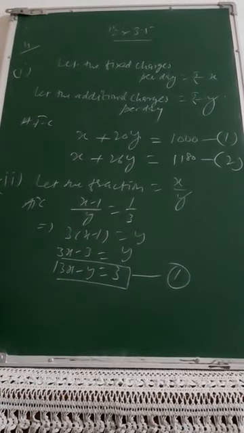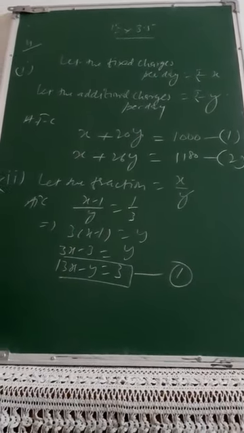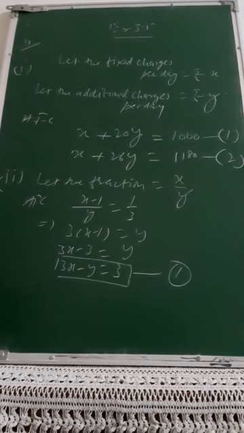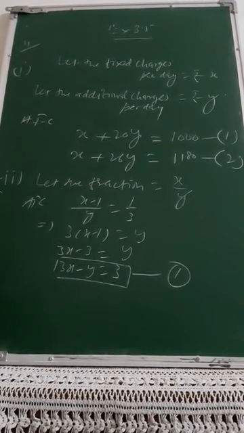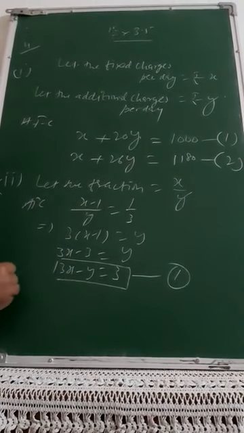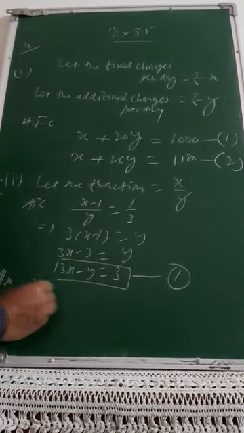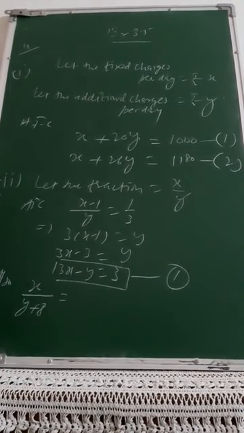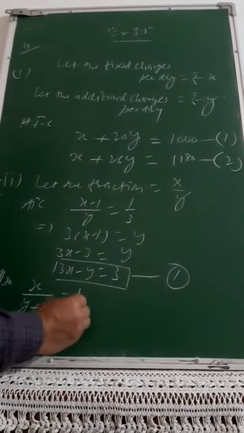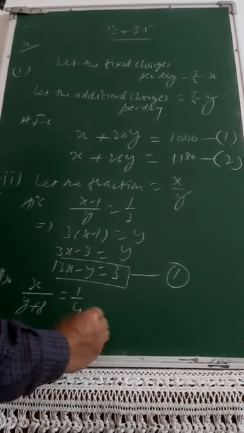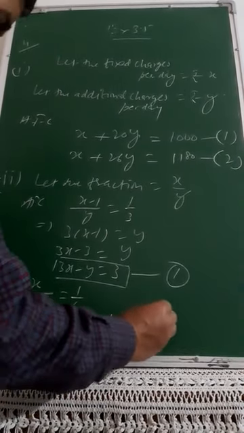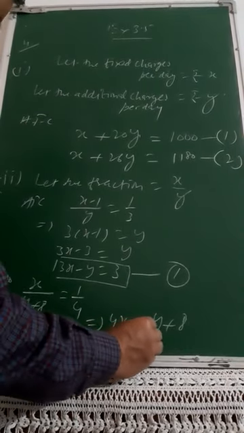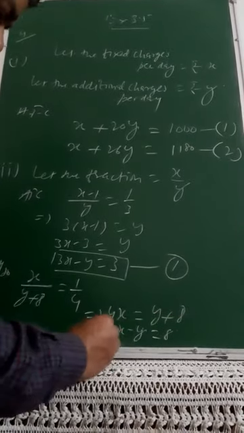And the second condition given to you here is: it becomes 1 upon 4 when 8 is added to its denominator. So X remains as it is, 8 is added to its denominator, and then the fraction is equal to what? 1 upon 4. So if you cross multiply, this will give you 4X is equal to Y plus 8. So you are getting the second equation in the form of 4X minus Y is equal to 8.